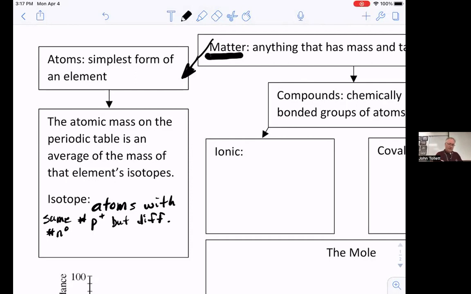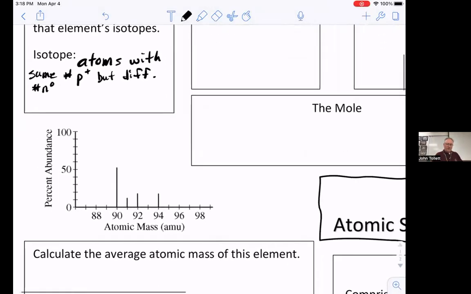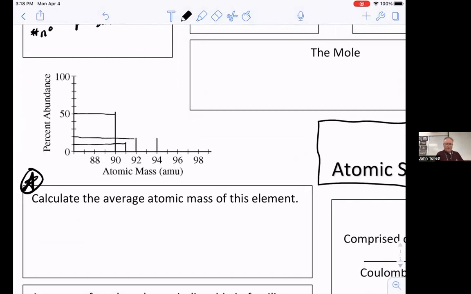But if I scroll down here, you're given a graph of percent abundance. What you're asked to do in the box right below it is calculate the average atomic mass of this particular element. We're given mass numbers in AMUs of 90, 92, and 94. So I'm just going to scroll across here and figure out what they are. We're going to assume that these are pretty much the same.